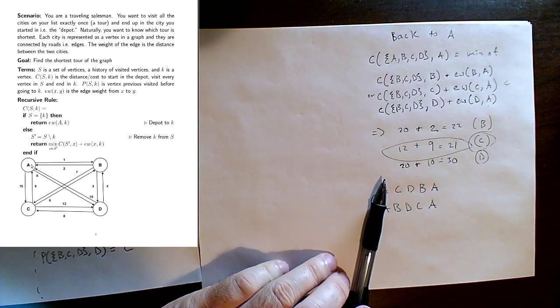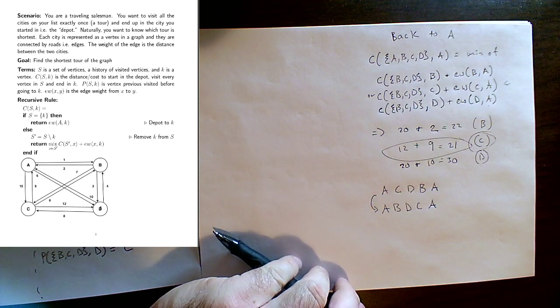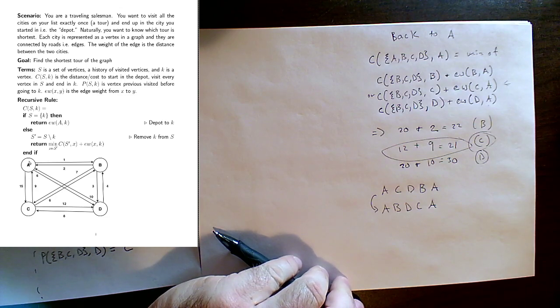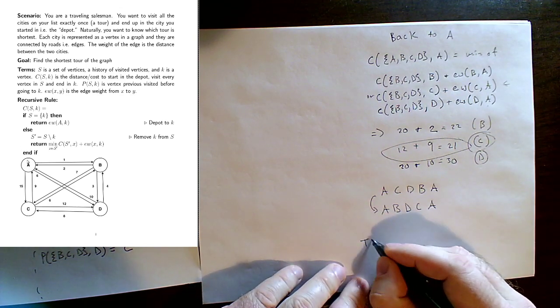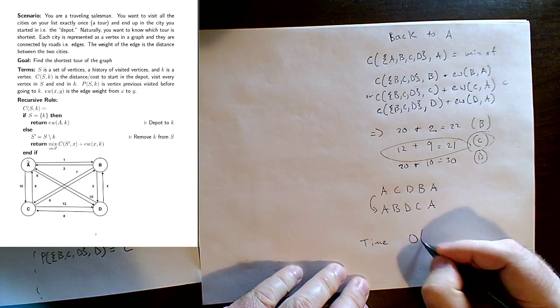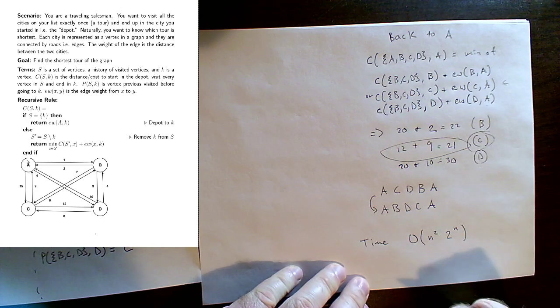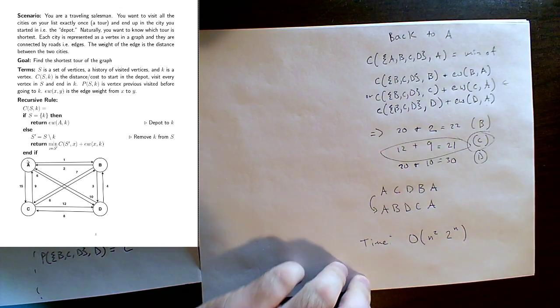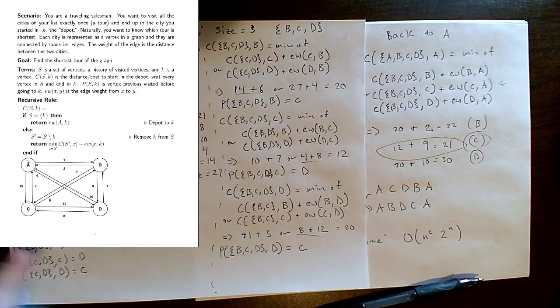And if we look at that over here, if we go A to B, B to D, D to C, and then C to A. So the answer is this sort of outside walk. And that's it. So for the time, it's going to be n squared 2 to the n. That's rough. But it's better than n factorial. Yeah, so that's it. Held-Karp for the Traveling Salesman. We did it. Woohoo!